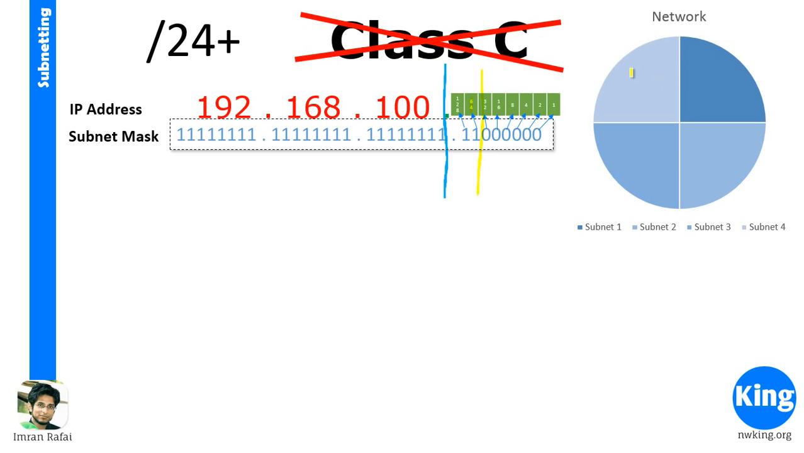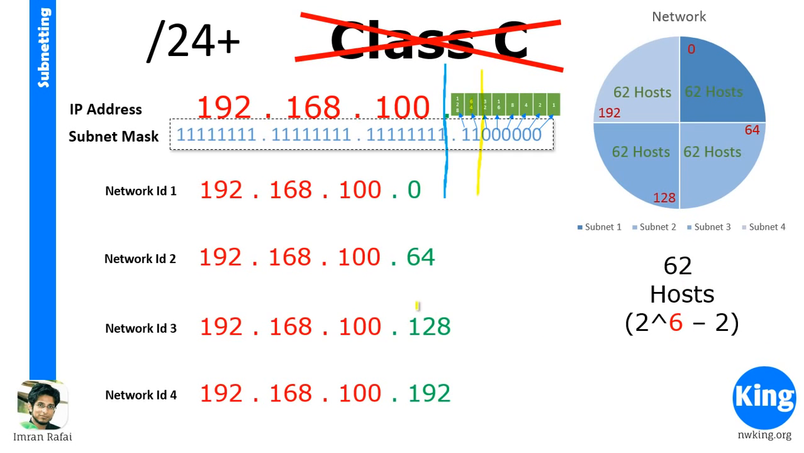Another way of doing it is, we know that the whole network is 256. Divide by 4, it becomes 64. If the block size is 64, each of these subnets can have 62 valid IP addresses, and you can find that by using this formula: 2 to the power of the number of zeros, minus 2, is 62.